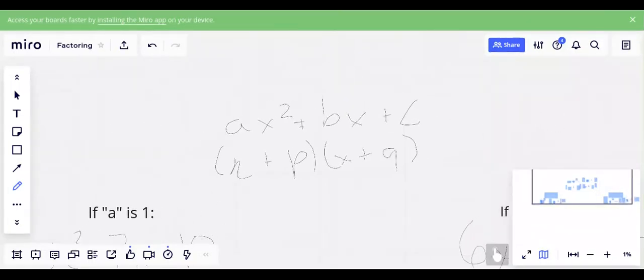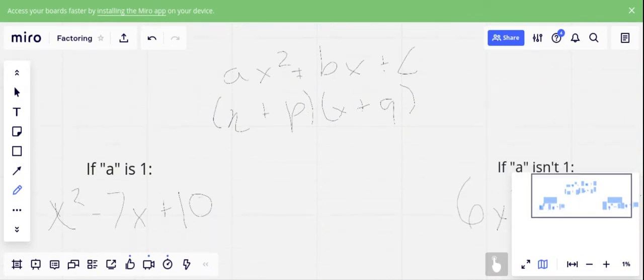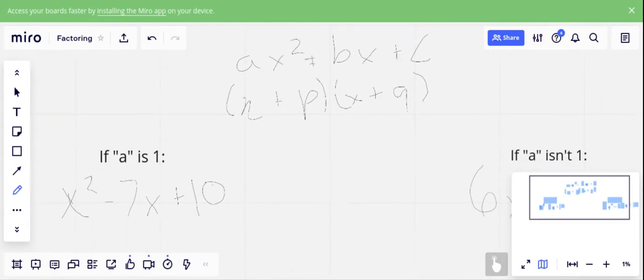Hi, welcome to Conquer the Concept, and in this video we'll learn how to factor. Factoring is nothing but writing the roots of a quadratic in the x plus p times x plus q form, where p and q are the roots. So let's break down factoring into two parts.